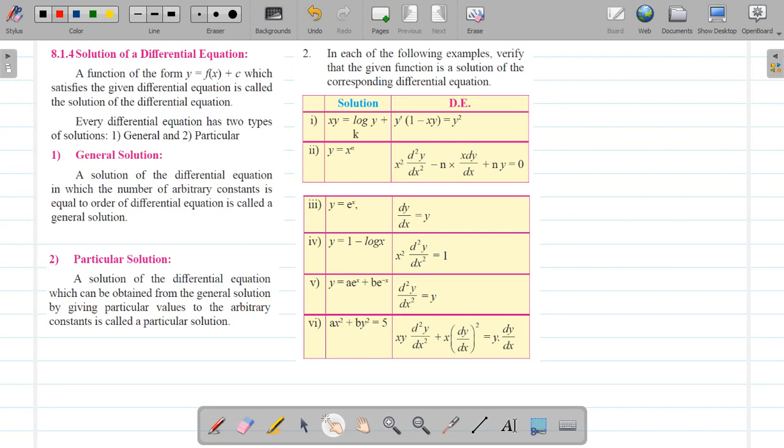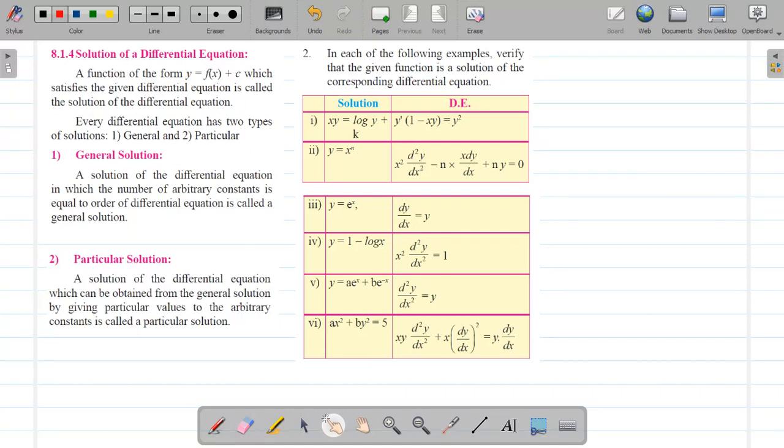Now in the column of solution there is a function given to you, for example number 1, suppose xy is equal to log y plus k, where k is a constant. This function is given, and the differential equation is given: y dash, meaning dy by dx, into bracket 1 minus xy, is equal to y square.